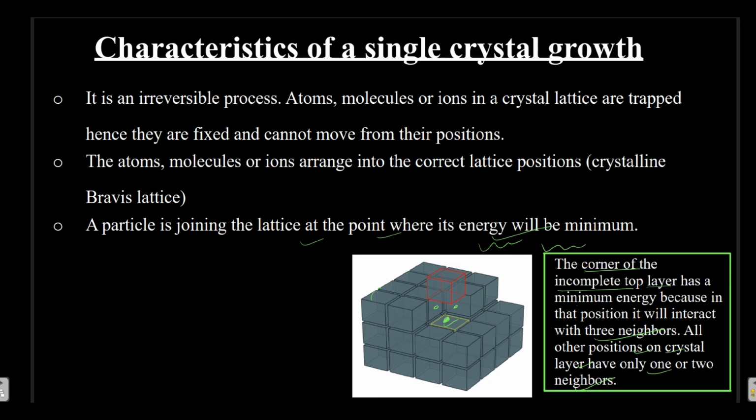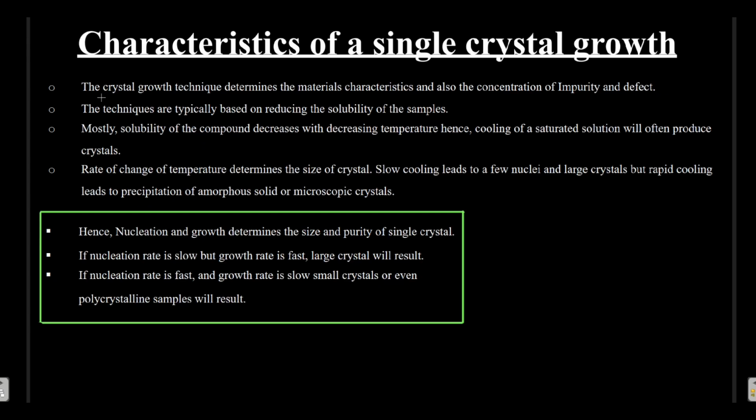Now let's move forward. So other characteristics are, the crystal growth technique determines the material's characteristics and also the concentration of impurity and defects. So crystal growth technique can determine the material's characteristics and concentration of impurities. If you don't already know about impurity, you can visit my channel. I've already put a video over there about the impurities in a crystal.